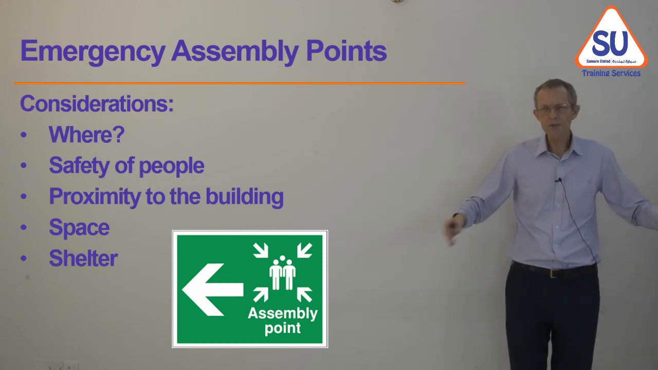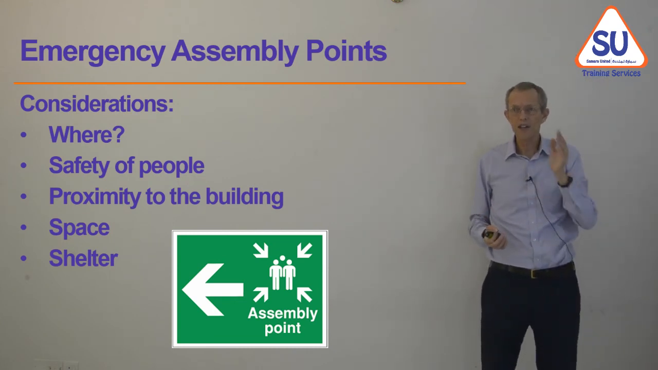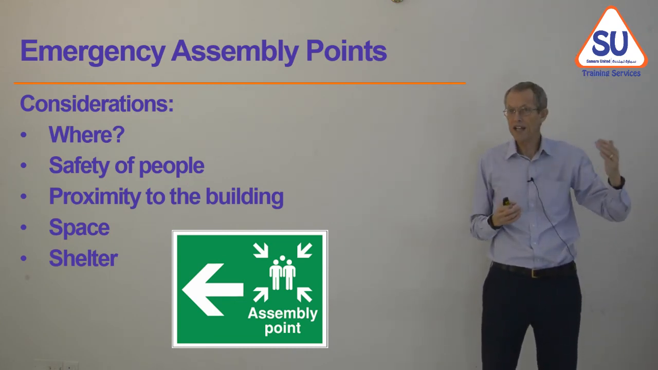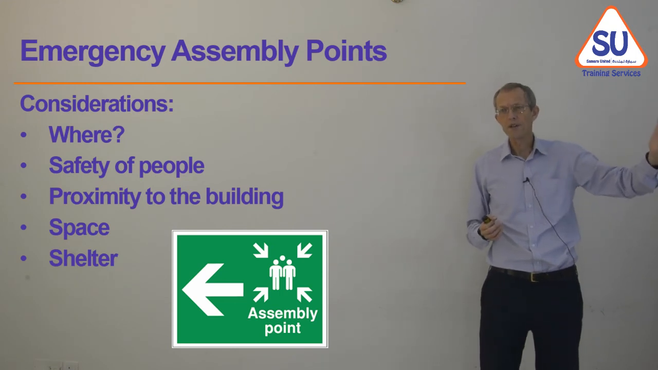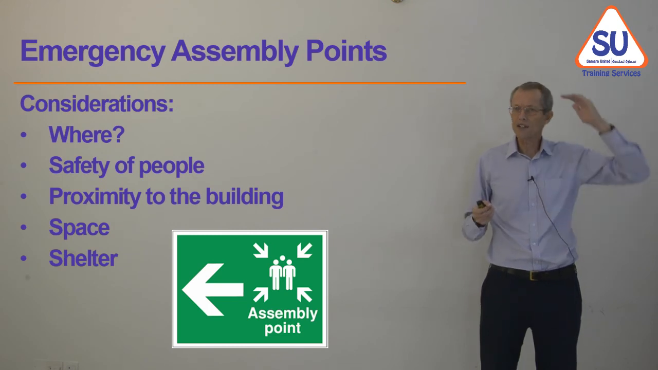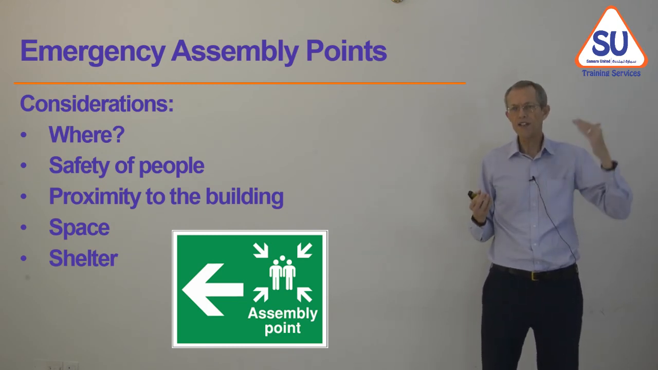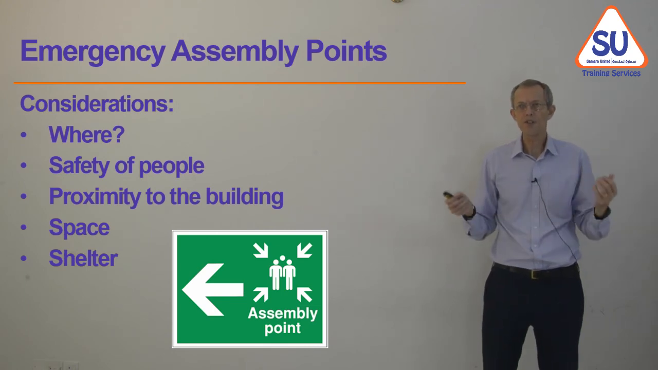There needs to be enough space. So if it's a big building with many stories and lots of people, the assembly point might have to be even 400 metres away, because that's where there's a safe place. And then shelter is things like shade in Oman to keep the sun off, and it's shade in the UK to keep the rain off. So those are assembly points.